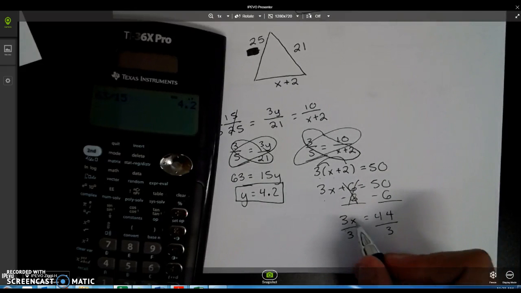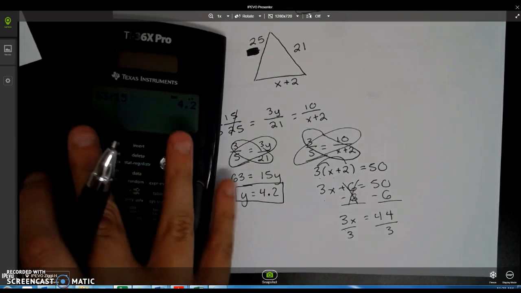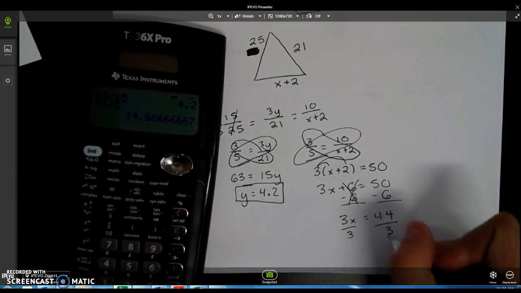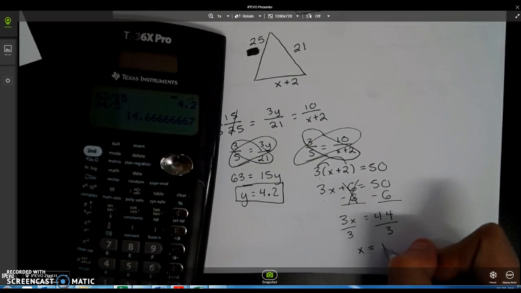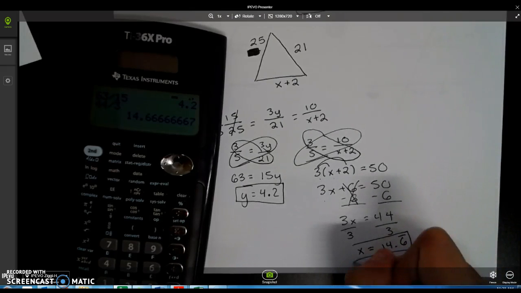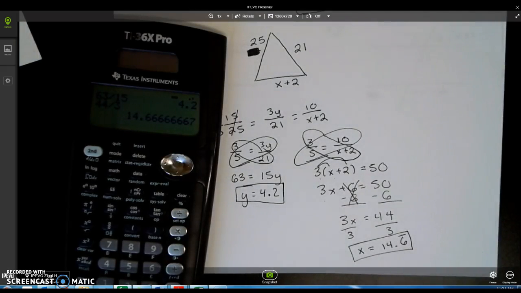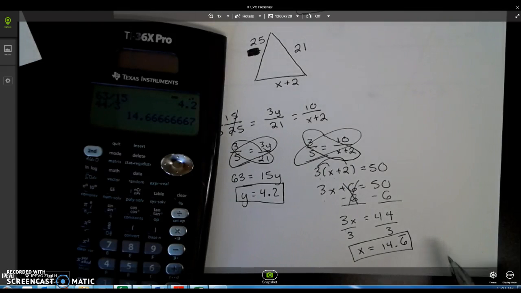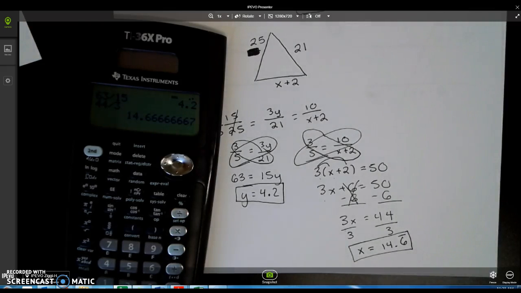Almost out of room here. So I got 3 on both sides, and I'm going to go and plug that one in the calculator too. And the rest of this was just algebra, right? I subtracted 6 from both sides, and then I divided by 3, and I plugged that in the calculator to find this. If you were going to round this, this would have been 14.7, but I left it as a repeating decimal, which is that mark over the top of it.